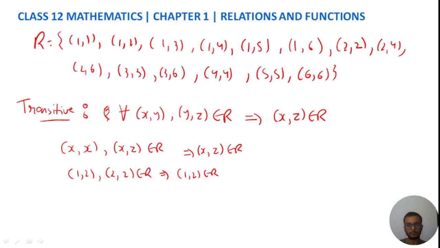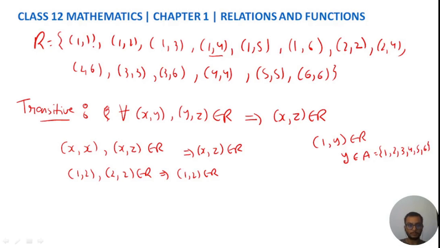Here it holds. Now let's see for (2, 4). So (1, 4), (1, 2) is in R, (2, 4) is in R, and we also have (1, 4) in R. Similarly, for 1, picking x as 1 will always have a corresponding element. Why? Because for 1, every (1, y) is in R, where y belongs to A, that is 1, 2, 3, 4, 5, 6.